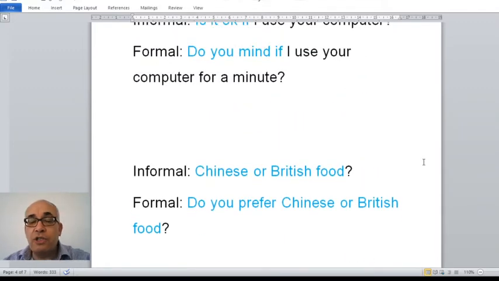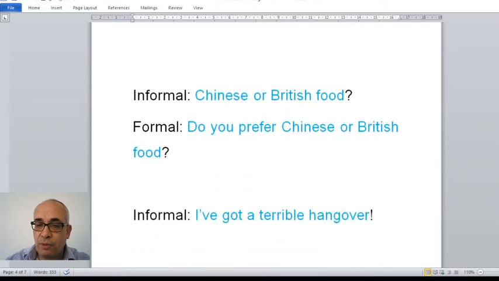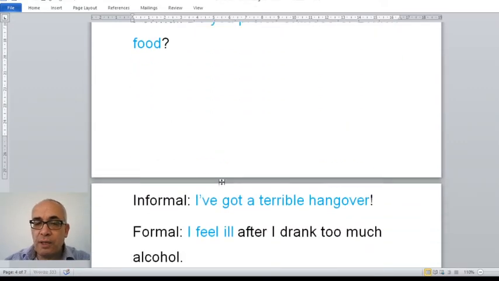Informal: "Chinese or British food?" This is a question which we use in spoken English. As you can see, it has no subject, no verb, and this is okay in spoken English. But the correct one is "Do you prefer Chinese or British food?" This is the correct formal sentence. So I make it like a question. I add "do," I add "you" as a subject, I add "prefer" as a main verb, and then I make it like a question, which is formal. Next one, let's go to the next page.